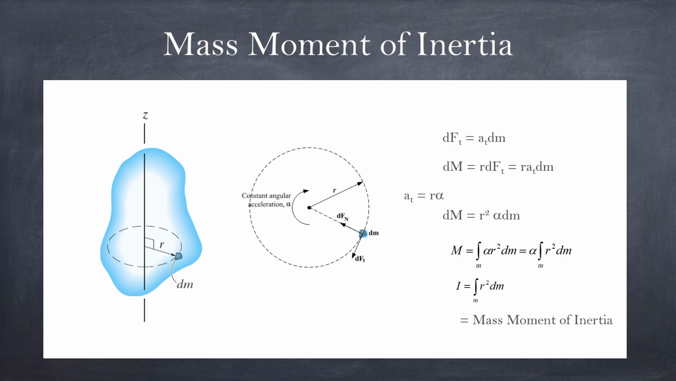Therefore, we create a term so that we understand something like mass, but in this case it's the mass moment of inertia, which comes from the integration of r squared dm, the small mass, over the whole mass itself. Sometimes it's called I with the subscript capital G, to signify that it's a mass, but in this case we just use I for now.